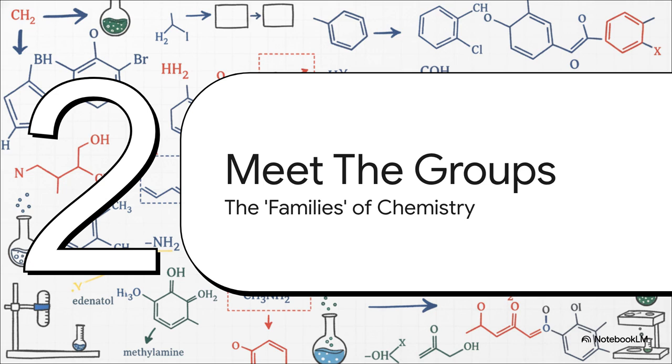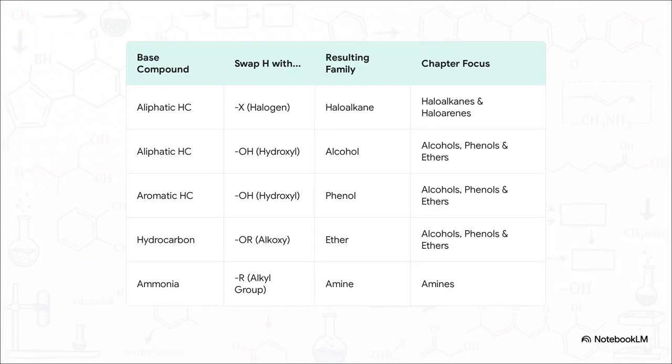Okay, so if we're swapping in all these different groups, who are the main players on the field? Let's meet the families that these functional groups create, and you're going to see all your chapter names start to pop up right here. This table, you guys, this is your roadmap. Just look at the pattern. You start with a simple hydrocarbon chain, an aliphatic compound, and swap a hydrogen for a halogen. Boom, you've got a haloalkane, your first chapter.